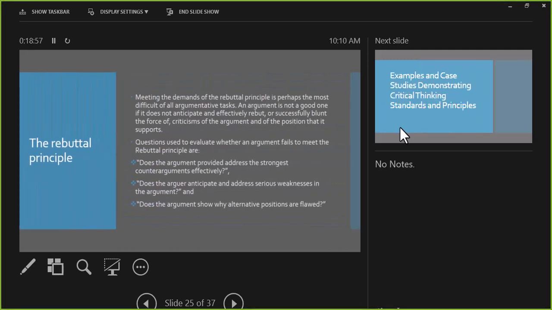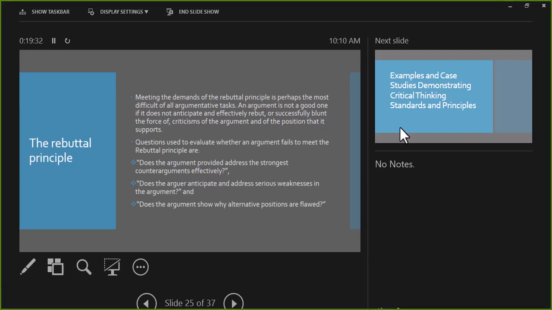Then finally, there's the rebuttal principle. Meeting the demands of the rebuttal principle is perhaps one of the most difficult things to do. An argument is not good if it does not anticipate and effectively rebut or successfully blunt the force of criticisms of the argument and the positions that it supports. Basically, an argument is finished if it can rebut the criticisms as well as the counter-arguments that are provided.